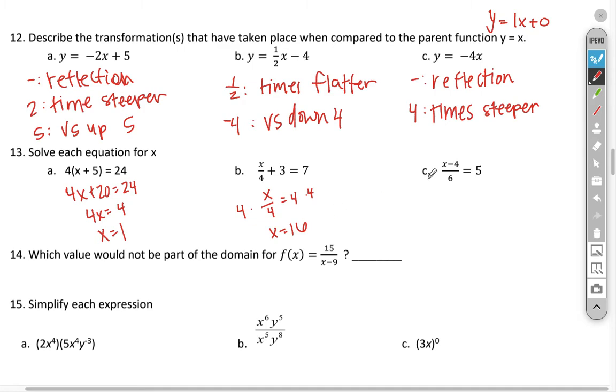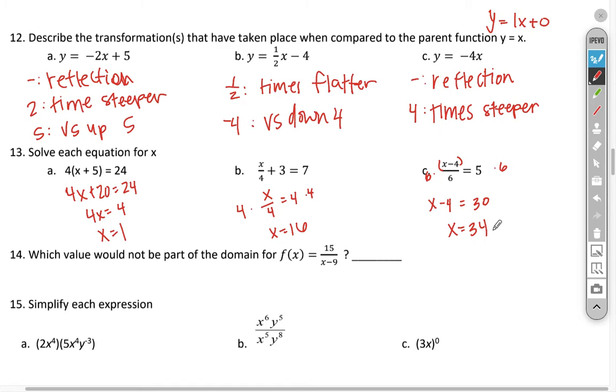All right, for C, we can't touch anything on top right now because that's technically a grouping. So the first thing that we're going to do is multiply by 6 on both sides to get rid of that fraction. So we're left with x minus 4 equals 30. Then we're going to add 4 to both sides, so x equals 34. Right? Not too bad.